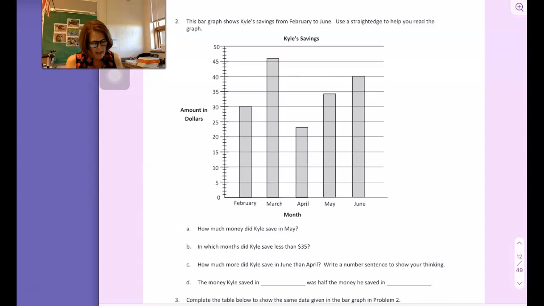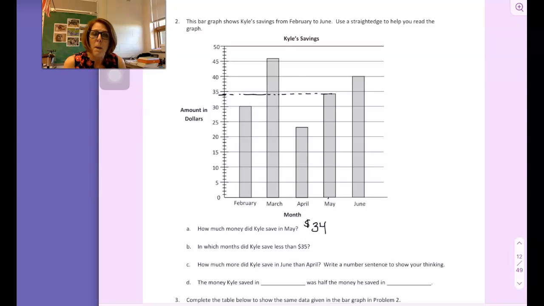So letter A says, how much money did Kyle save in May? So I'm going to find May, and here's where a straight edge would be handy. You could just try to draw a dotted line across here. And we get to $34. If you use a straight edge, you'll probably be a little more accurate. So $34. $34.